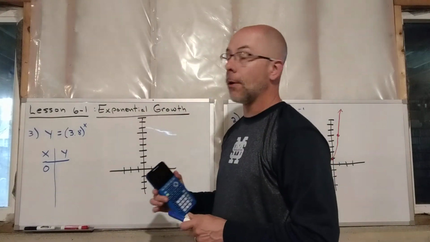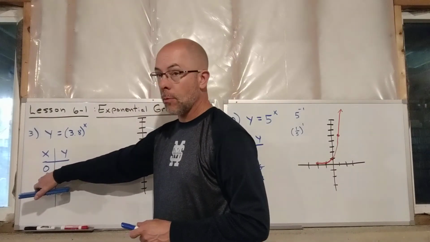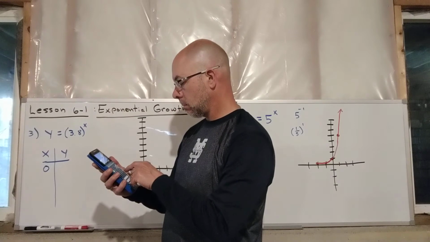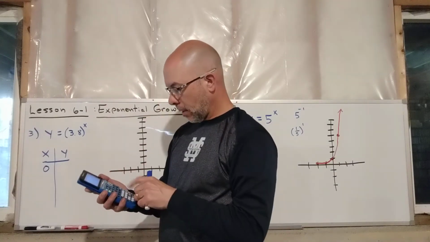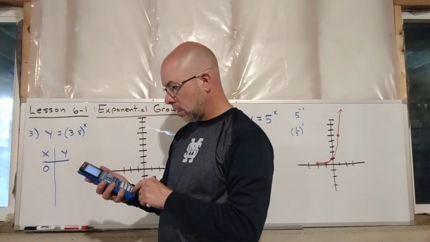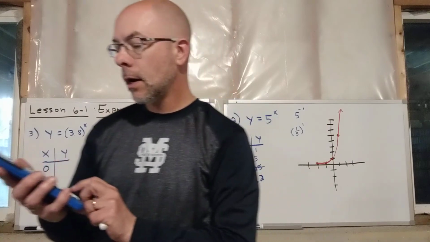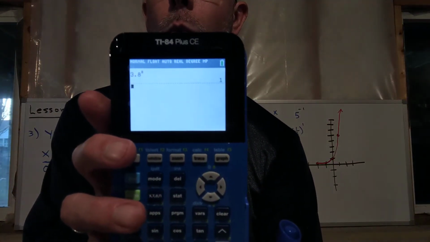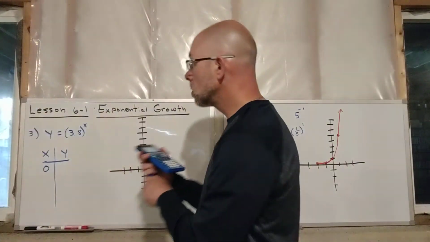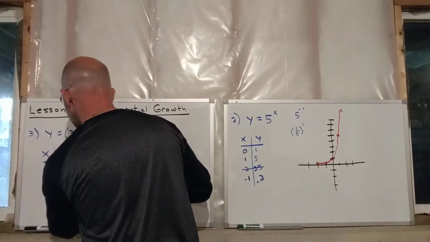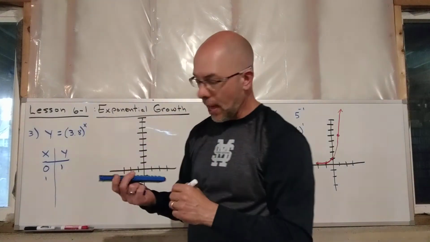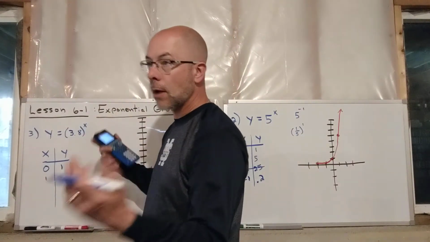However, the one thing I do know, anything to the 0 power is still 1. Even if you don't believe me, there we go. 3.8 to the 0 power. Look at that. 3.8 to the 0 power, 1. Okay? So anything to the 0 power is 1. If I take it to the first power, I know that too. 3.8 to the first power is 3.8.